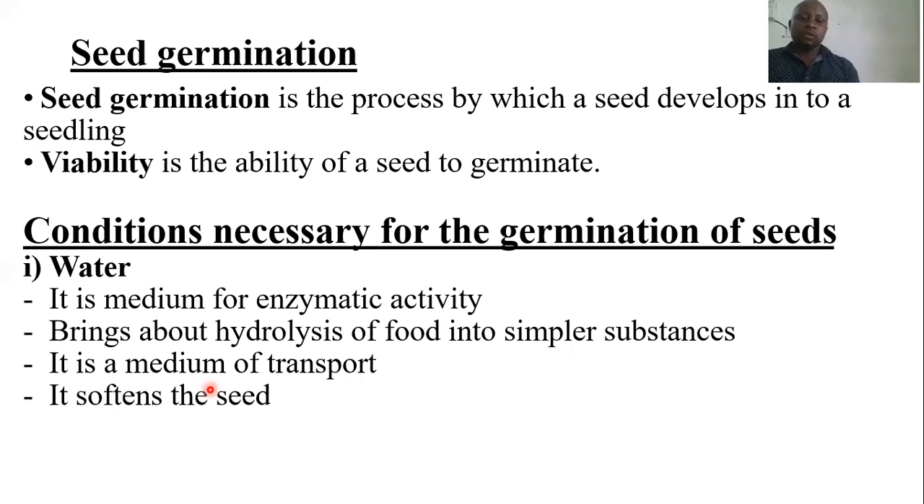It also softens the seed. For the seed to burst open, releasing the radicle, the seed coat has to be softened, and it is softened by water. Then it also acts as a solvent. Water acts as a solvent of many substances which are required during germination.